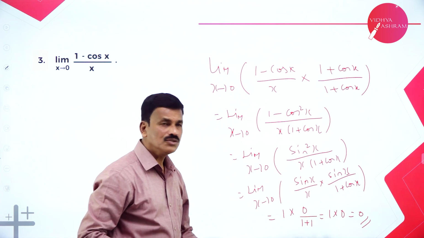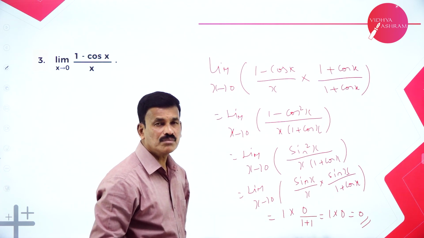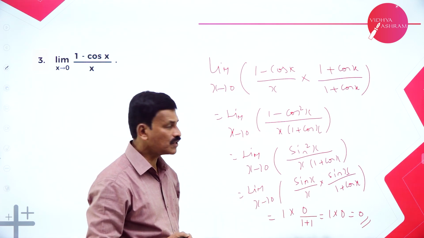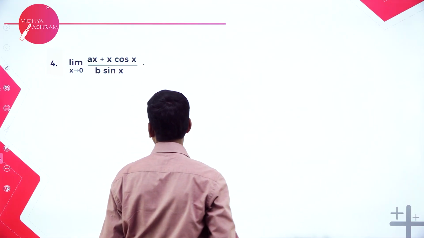Or you can also use the half angle formula. 1 minus cos x is equal to 2 sin square x by 2. Using that you can simplify. Now move on to the next problem.